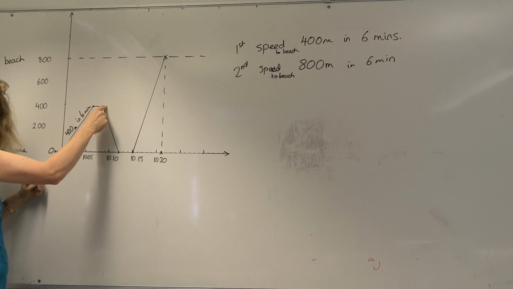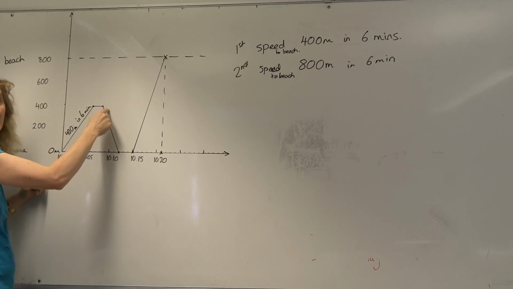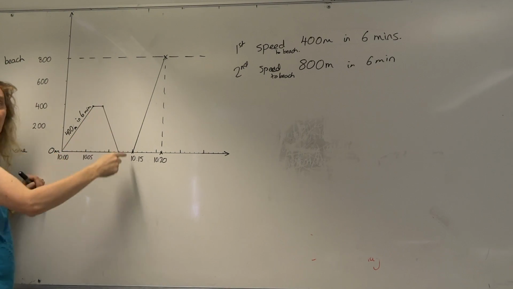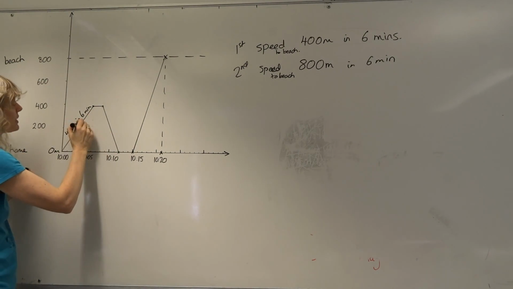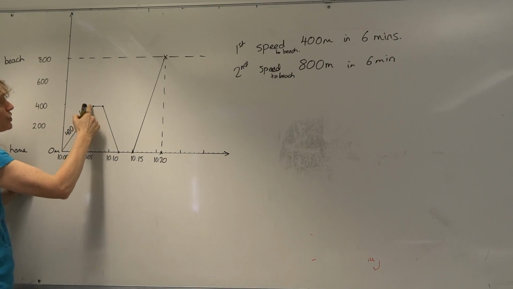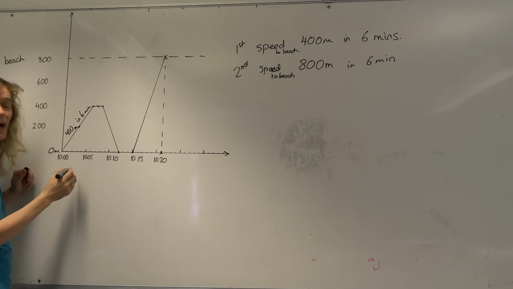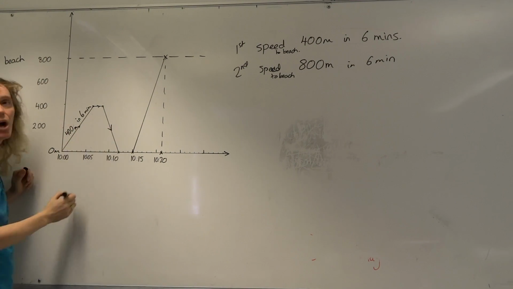Then I go back to my home. So my slope now is a negative gradient. I'm going backwards. So I can see what's happening here. I'm going to the beach. I'm stopping before I get to the beach. Time's ticking on, I'm going nowhere. Now I'm going back to my home.